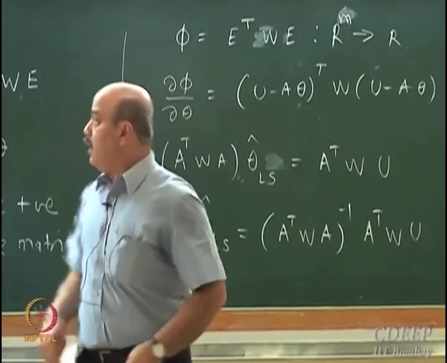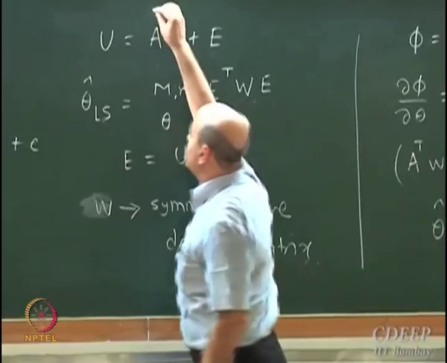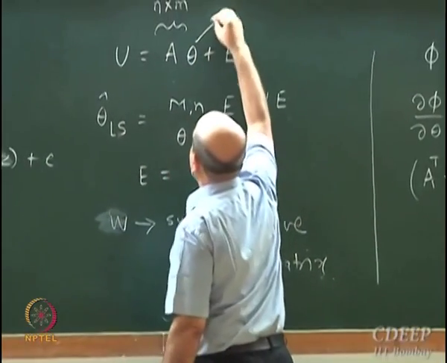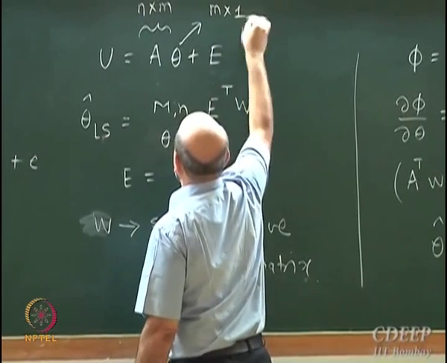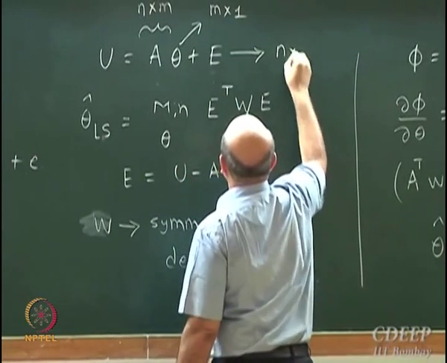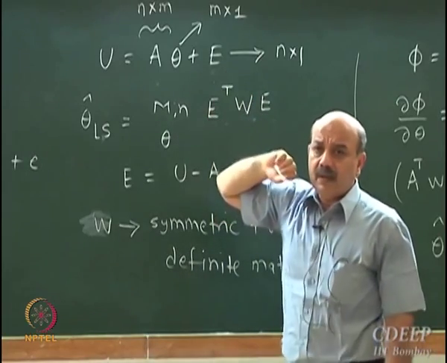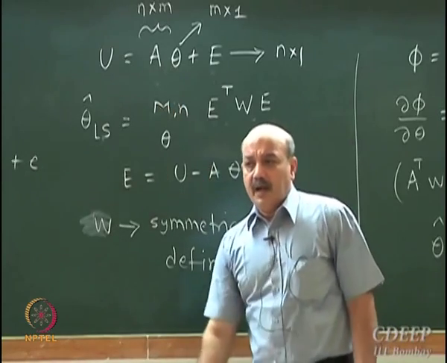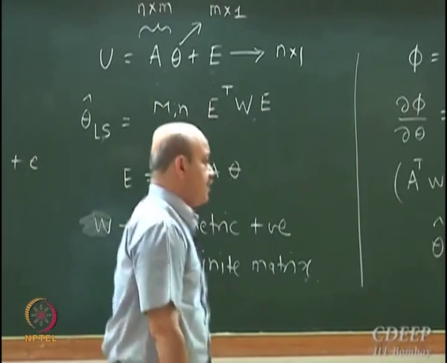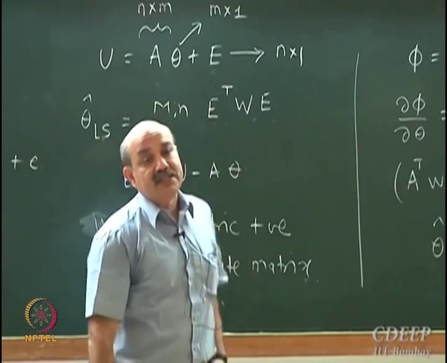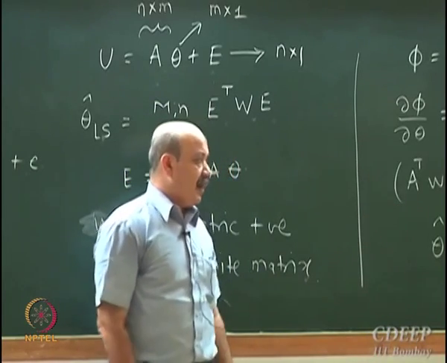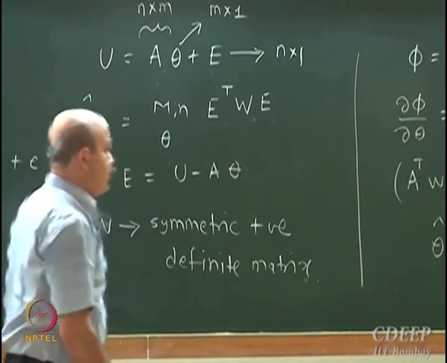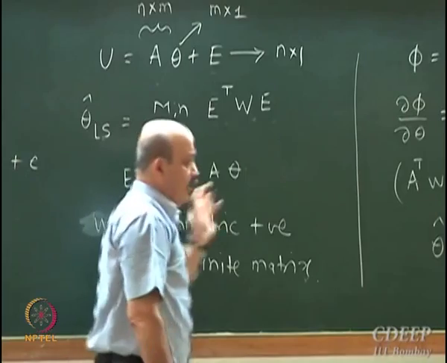Okay, remember here A is a non-square matrix, an n cross m matrix, theta is an m cross 1 vector, and E is an n cross 1 vector. So this is a non-square matrix, and we talked about its pseudo inverse. Pseudo inverse is defined by A transpose A inverse A transpose. Okay, so far so good. So we have this derivation.